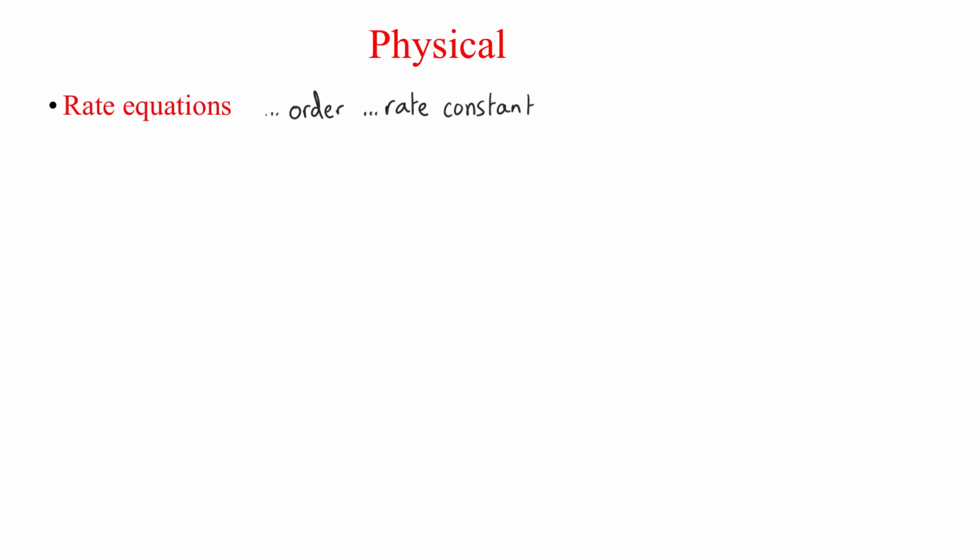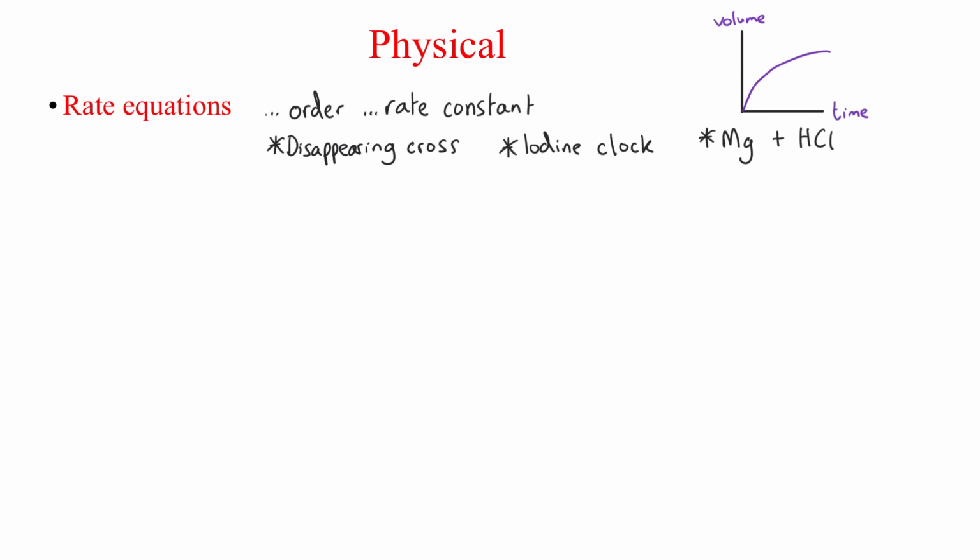In addition to that, there are a number of required practicals that link to rate of reaction. We've got the disappearing cross experiment, the iodine clock experiment, and the reaction between magnesium and HCl, where you determine the initial rate of the reaction by collecting gas and working out the gradient of the tangent. And so we have a good deal of skills here, required practicals, graphing skills, and using data in the form of those equations.